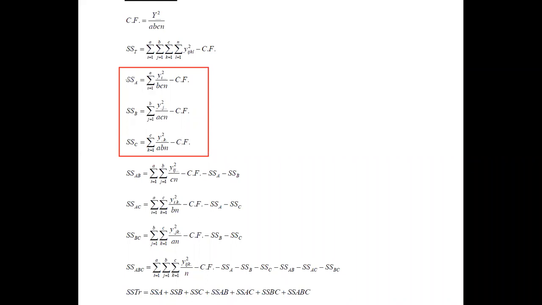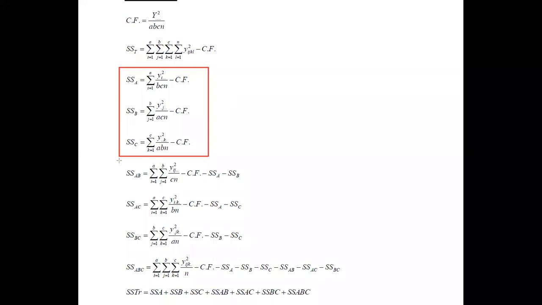Here you can see that for factor A, we have divided by BCN. For factor B, it is ACN, and for factor C, it is divided by ABN. Therefore, if you are considering a factor, then that number of factor levels is omitted in this division, and the remaining values are used for the divisions only. And so now we have finished the calculations for the main effects.